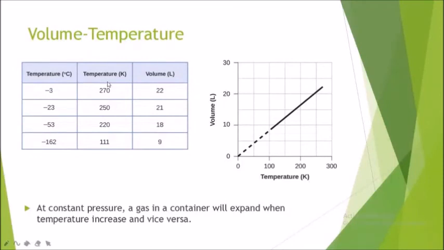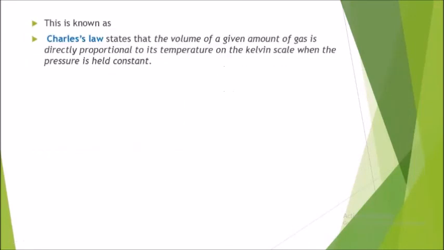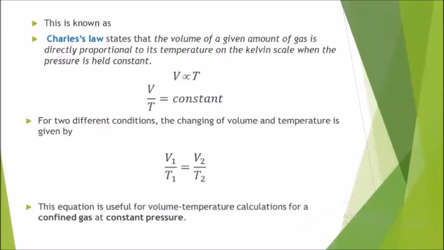Okay. So when we have the temperature increase, so you tengok graph dia pun meningkat. So Charles' law, V is directly proportional dengan temperature. So V over T is constant. So when we have the two different condition, so the changing of the volume and the temperature is given by V1 over T1 equal to V2 over T2. So ini pun sama, dia hanya berlaku bila we have the confined gas at the constant pressure condition. Alright.